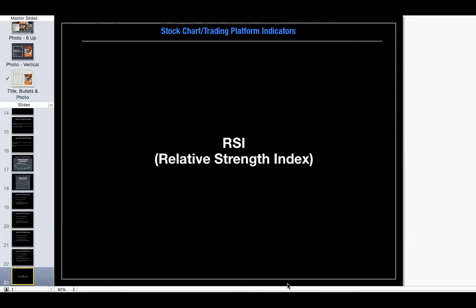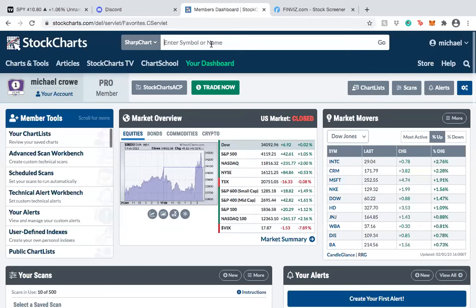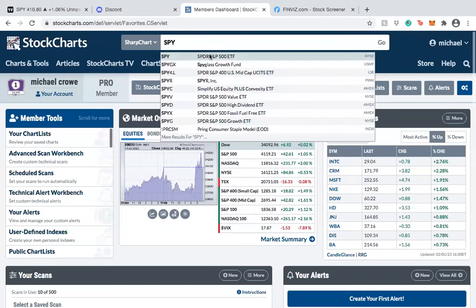So I want to pop over here since we are talking about this, right? So let me just go over here. I'm just gonna pull up SPY.